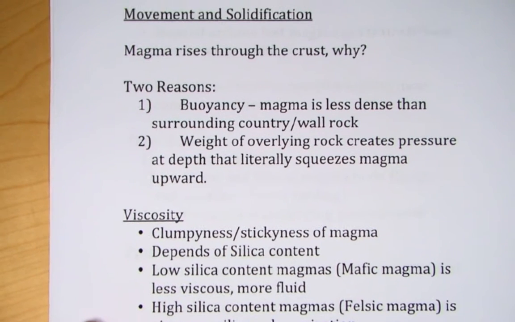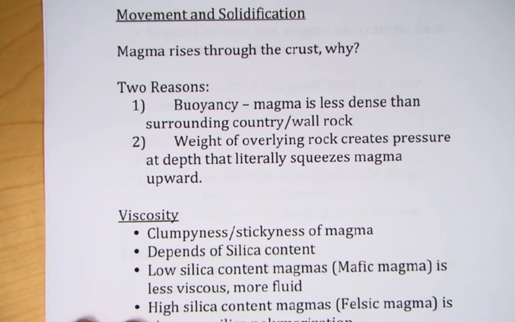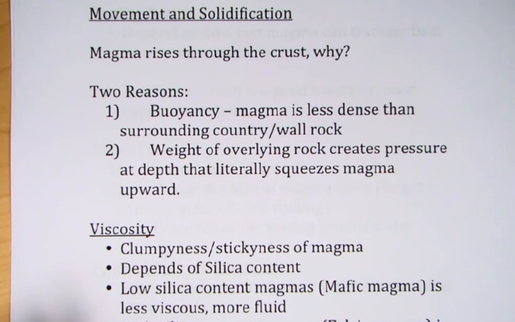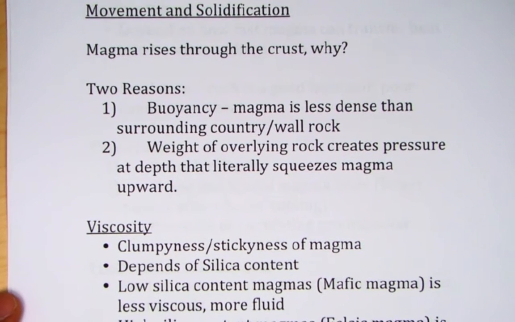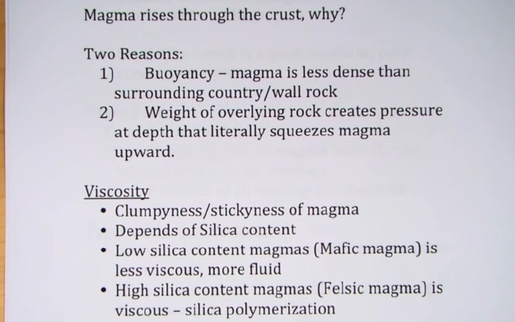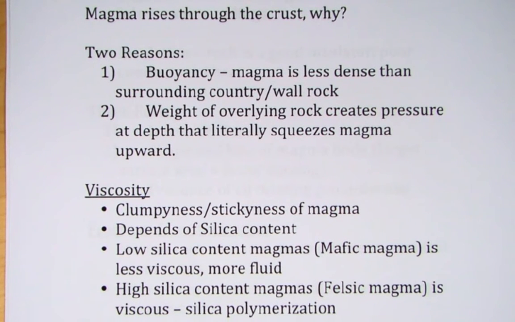Now, what happens to these magmas? They're going to move through the crust, and eventually they're going to solidify and make a rock. So why are these magmas moving? For two reasons. Buoyancy: the magma is less dense than the surrounding country rock. And then the weight of the overlying rock creates pressure at depth that literally squeezes the magma upward.